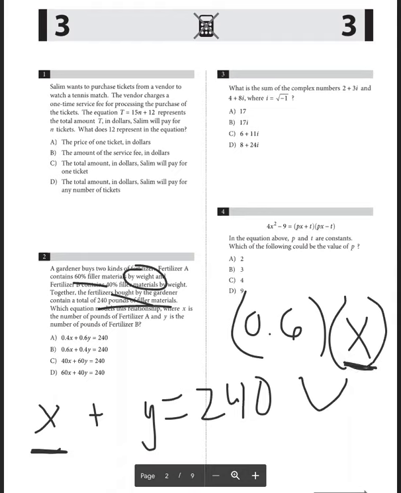So it would be a 0.6 in front of X, and then it says 40% for fertilizer B, so it would be 0.4 there. And the only one that aligns with that is B. You could automatically eliminate A and C just because they have the wrong number in front of the wrong letter. And then D is just knowing that it's not 60 times X, it's really 60% of X. So that's how you do that problem.